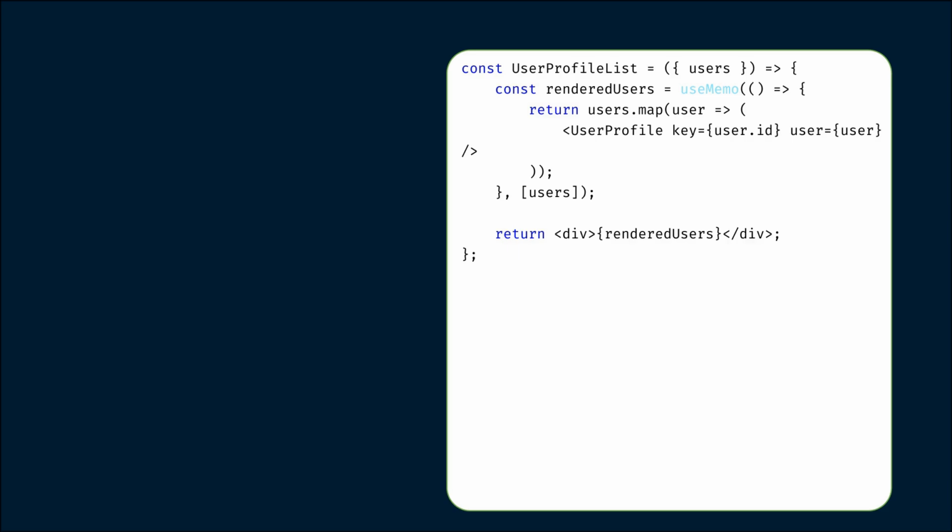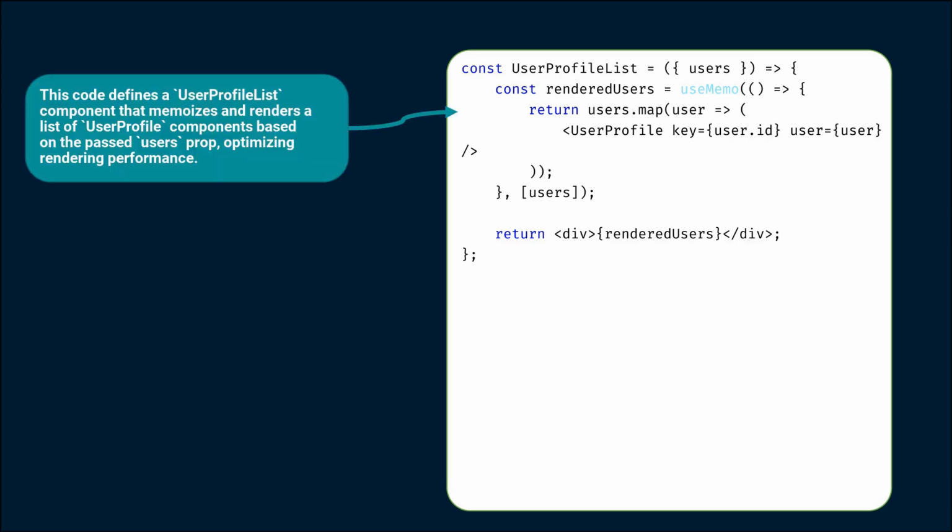Now let's take a look at an example of how we can use the useMemo hook to optimize rendering a list of user profiles. The UserProfileList component takes a users array as a prop and is responsible for rendering each user's profile efficiently. Inside the component, we utilize useMemo to memoize the list of rendered user profiles. By wrapping the mapping operation in useMemo, we ensure that the expensive operation of creating user profile elements only occurs when the users array changes.